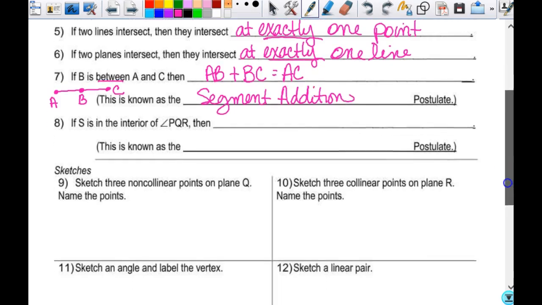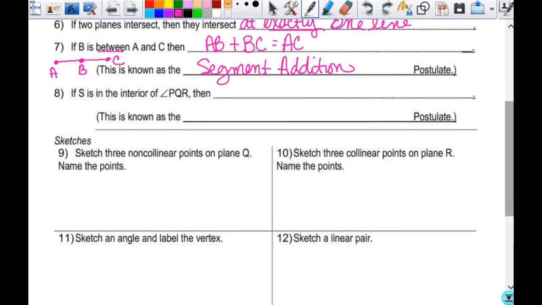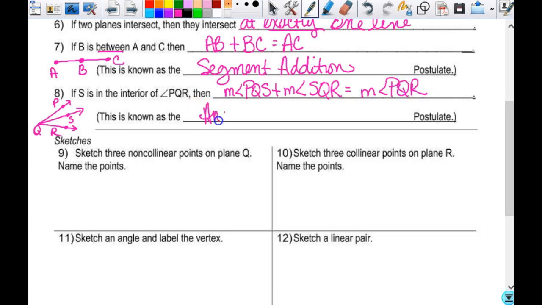Right. And then if S is in the interior of angle PQR, so here's the angle PQR, S is on the interior here somewhere. Then the measure of angle PQS plus the measure of angle SQR has to equal the measure of angle PQR. And this is the angle addition postulate.